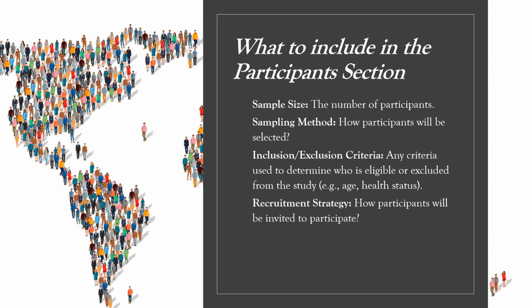Inclusion exclusion criteria. So, what characteristics must participants have to be included? For example, a certain age, a specific diagnosis in mental health, perhaps, or eligibility for a specific education program. Recruitment strategy. How will you find participants? Are you going to recruit through ads online? Are you going to partner with schools? Are you going to reach out to mental health clinics? What's your method in this recruitment process?